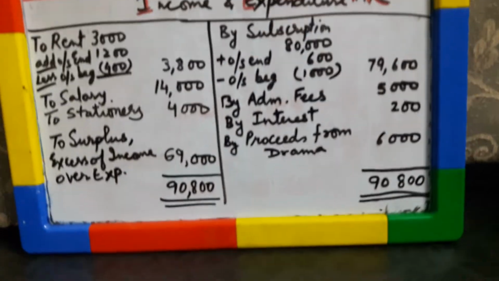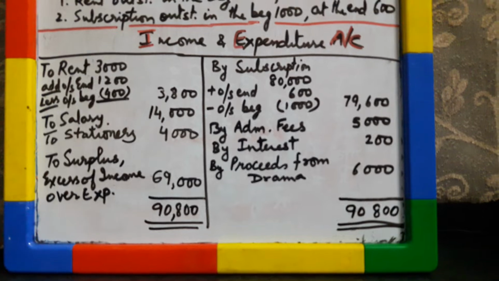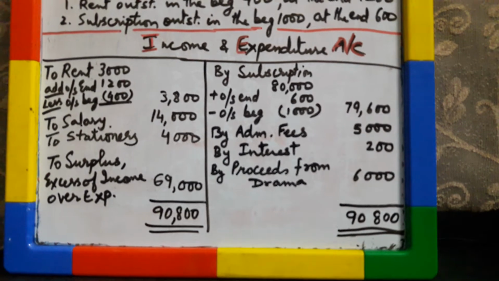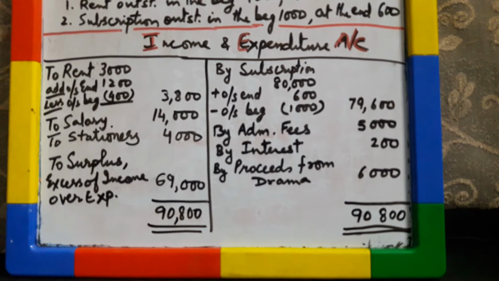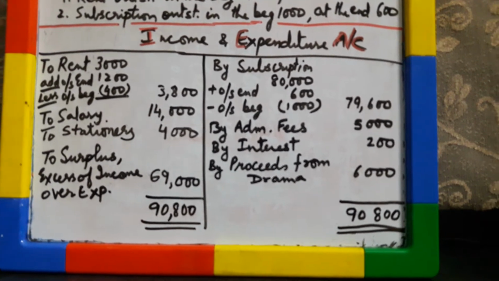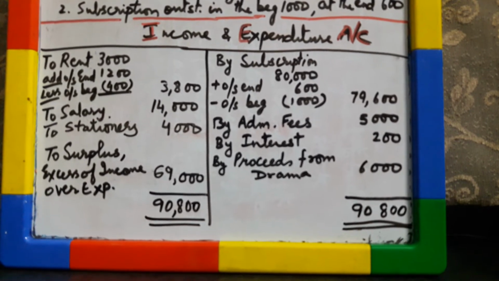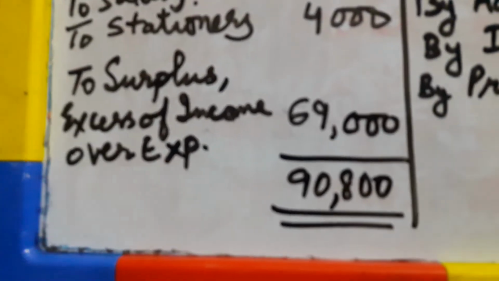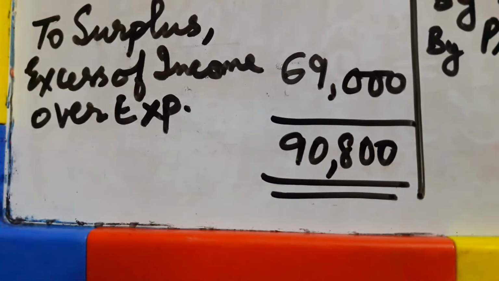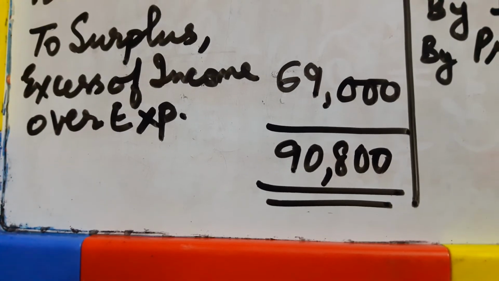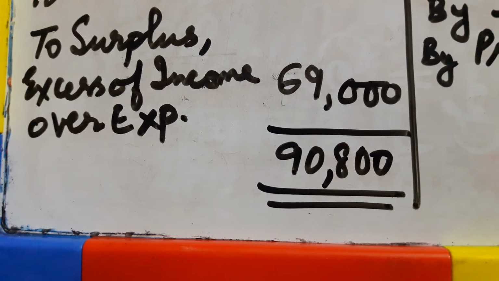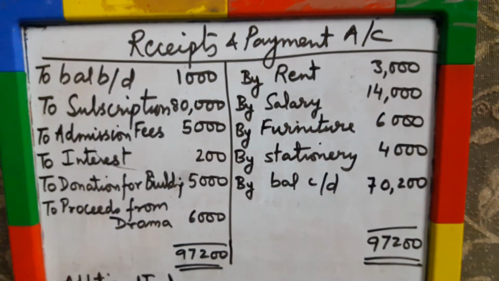Once the income and expenditure account is prepared, then we will see whether the income side is more or the expenditure side is more. Income side is the right side, expenditure side is the left side. Just like in P&L. So we see the income side is more, and can you spot what we got? We got a surplus, that is excess of income over expenditure, 69,000. That's how you prepare an income and expenditure account from a receipt and payment account.